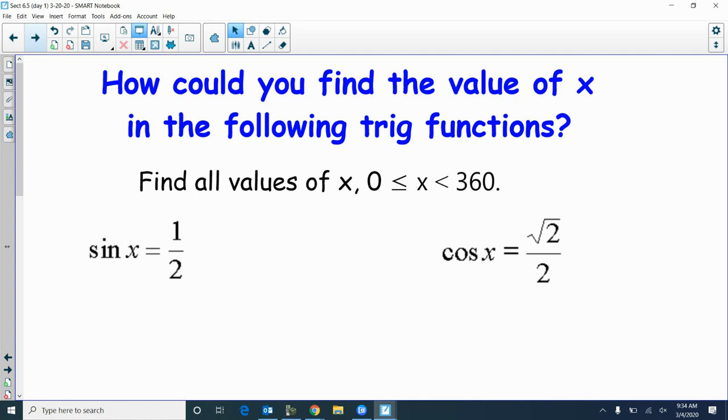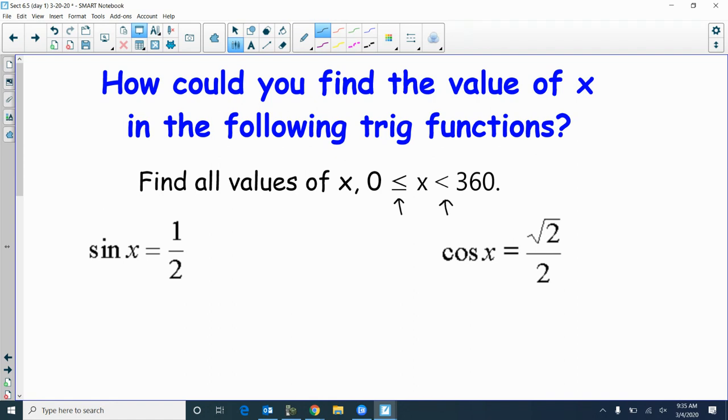One thing about this: it has the less than or equal to part for the first part and just less than for the second part. That's simply saying you don't want to put down an answer of both 0 and 360. That would be repeating the same solution, because they're coterminal angles. It would only be 0. All right, what do you know? What angle has a sine of 1/2?